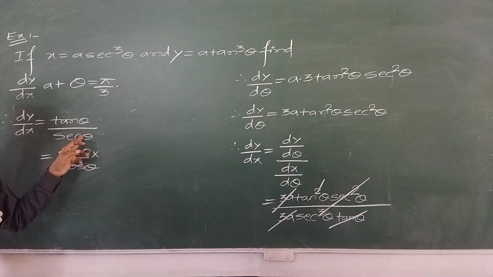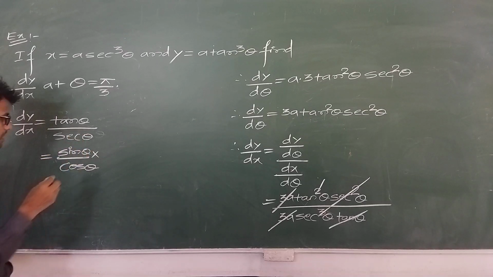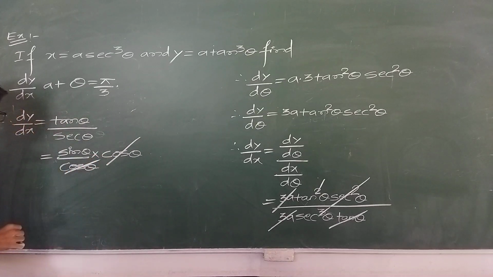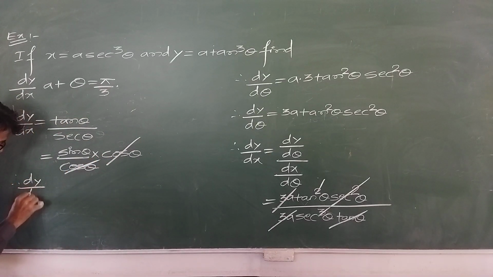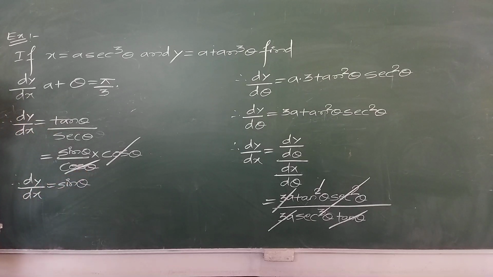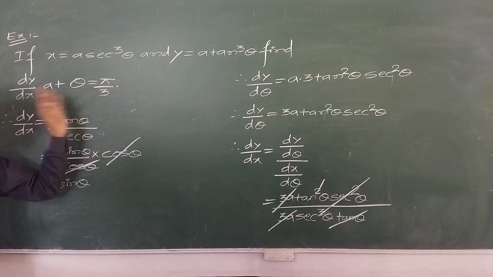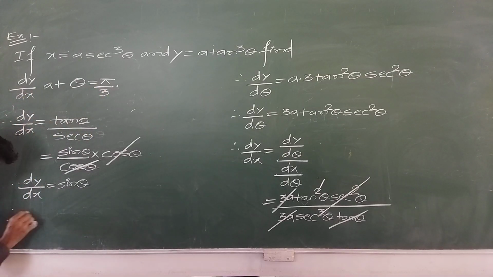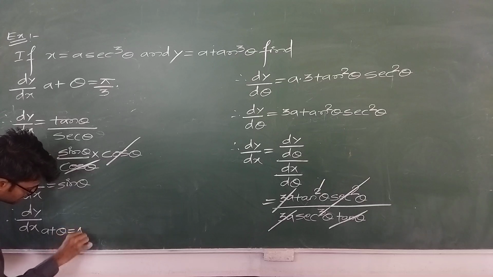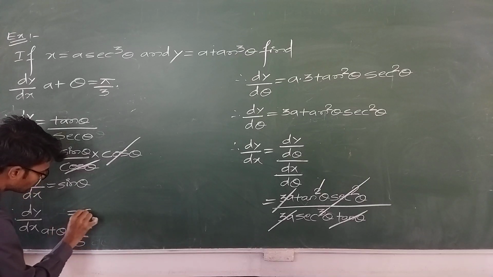Divided by sec theta means what? It is 1 by sec theta, and 1 by sec theta means it is cos theta, right? This cos theta gets cancelled. So therefore we have the value of dy by dx equal to sin theta. But we require dy by dx at theta equal to pi by 3.